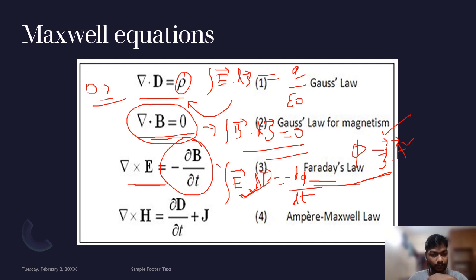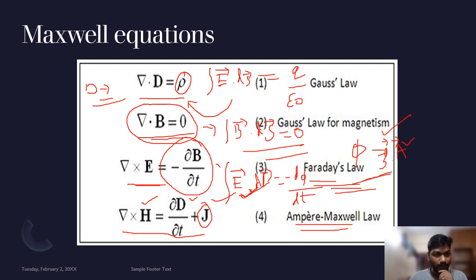The same goes with the fourth law: del cross H equal to del D upon del t plus J. That means a time varying electric field can also produce a magnetic field. J is the current density, D is the displacement vector, and the same goes for H. So this is the Ampere-Maxwell law, and that one is Faraday's law.